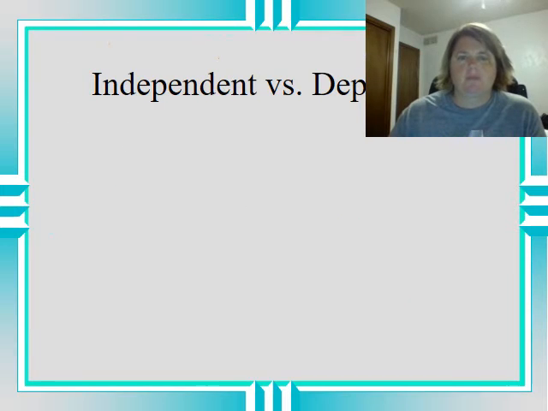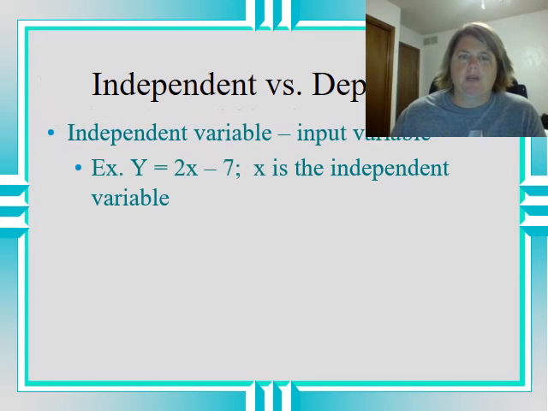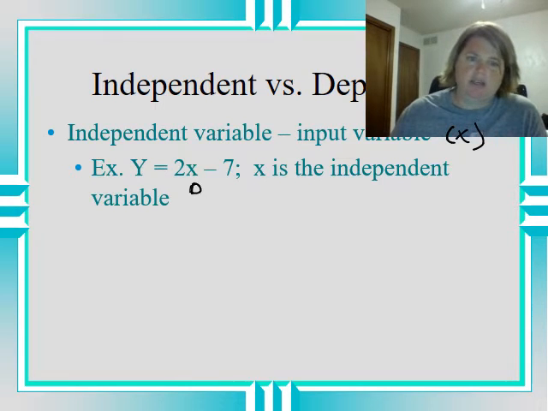All right, and then there's also independent versus dependent. Independent variables are input, right? Typically the x. An example here is y equals 2x minus 7. X is independent. We can pick whatever x we want to put into this equation, but y is dependent upon what x we choose. Like if I choose x to be 1, well then y has to be negative 5. It doesn't have a choice. And if I want x to be 0, then y has to be negative 7. So y is dependent on x, but I can pick whatever I want for x.